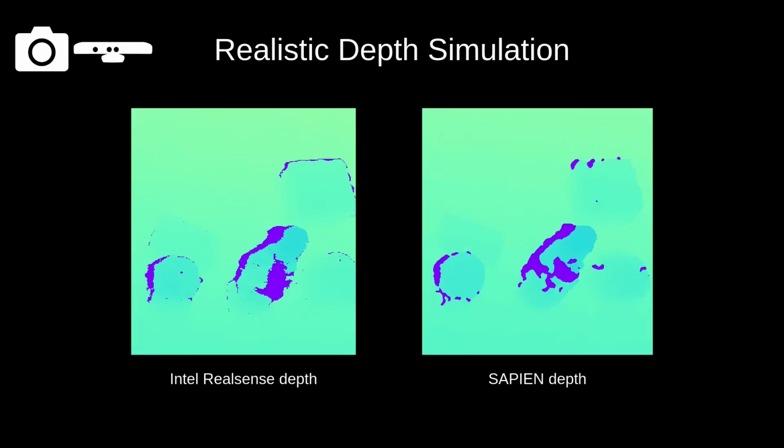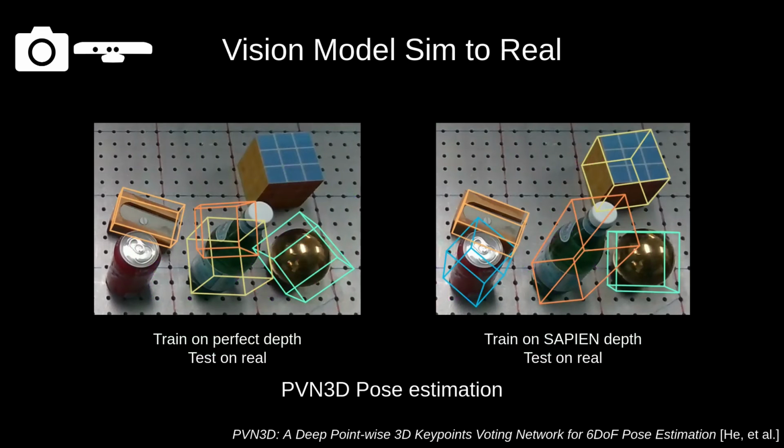Next, Sapien has enabled 3D vision models trained on simulated data to transfer to the real world, thanks to the realistic depth sensor simulation. Here, by generating training data in Sapien, the pose estimation model directly transfers to the real world without any fine-tuning.